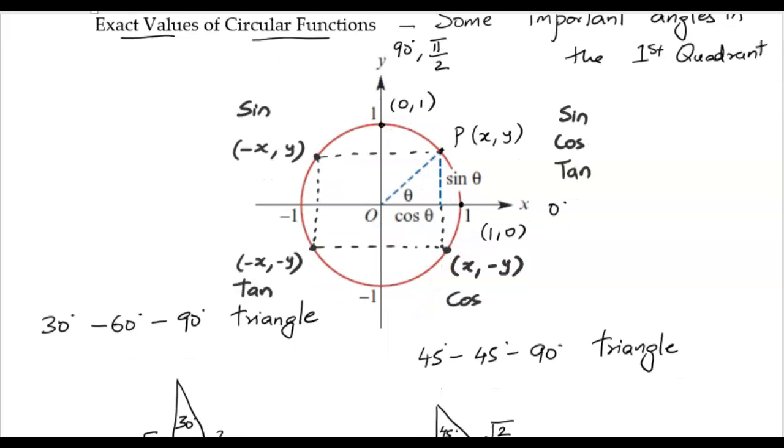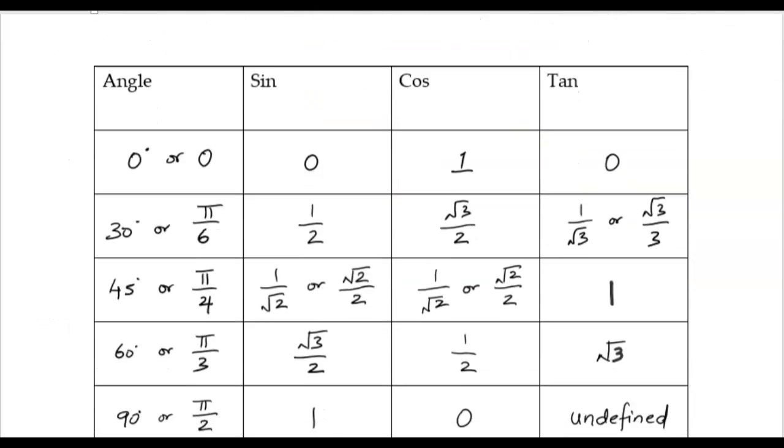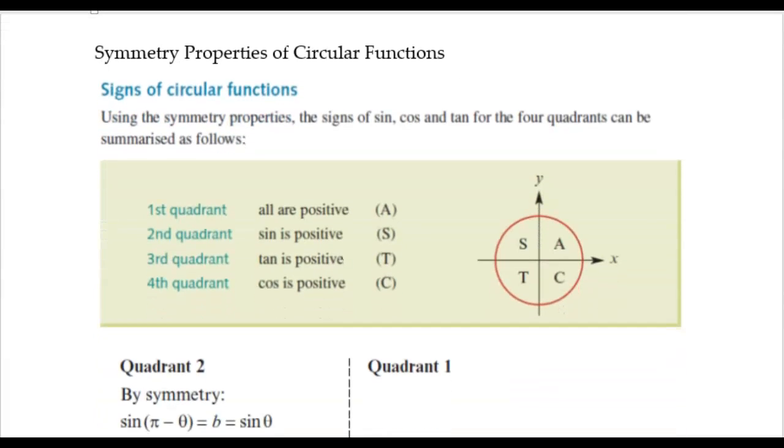So, or in simple terms, we can conclude it by just using the word CAST. So CAST basically referring to all ratios are positive, sine is positive, tan is positive, and cos is positive.